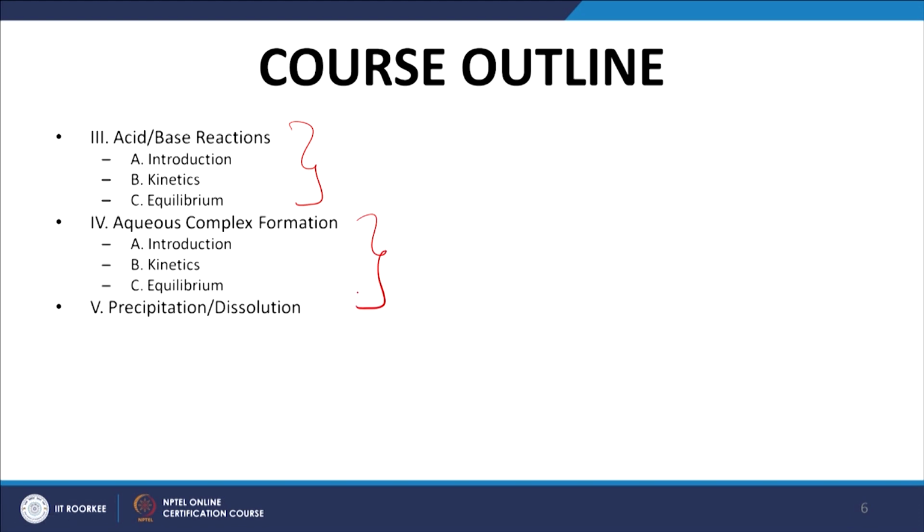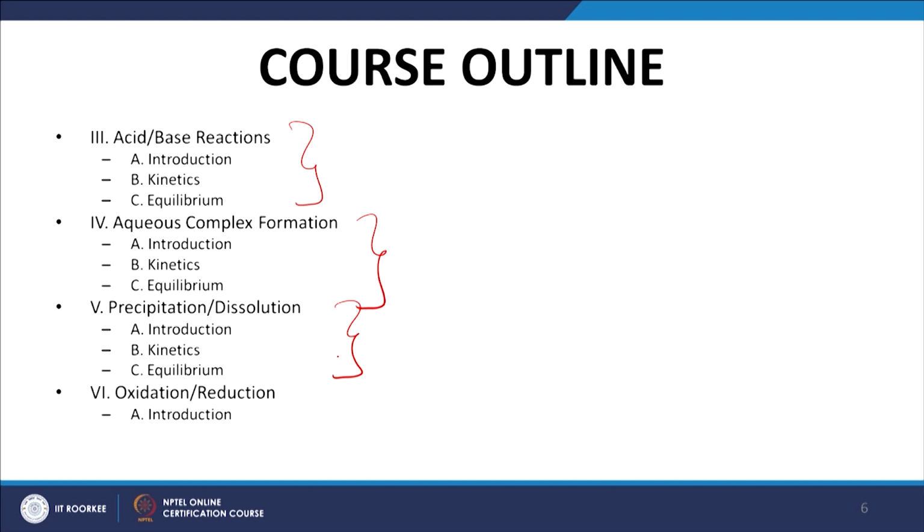Again, precipitation and dissolution, again equilibrium and kinetics, relevant aspects there. And most importantly, oxidation and reduction, or the redox reactions, and equilibrium and kinetics here. Obviously kinetics would have a lesser role to play in the acid base reactions and aqueous complexes. Mostly they are defined by equilibrium, but for precipitation and dissolution usually you look at kinetics, and also for redox you look at kinetics again.